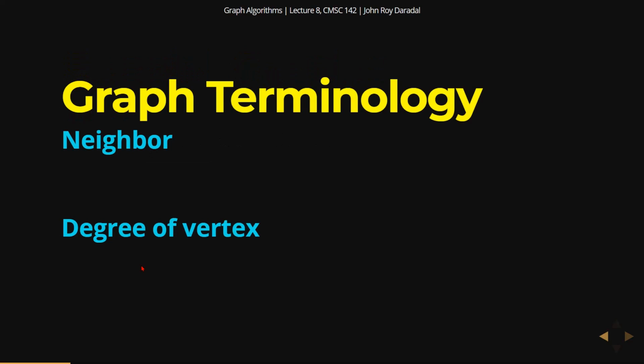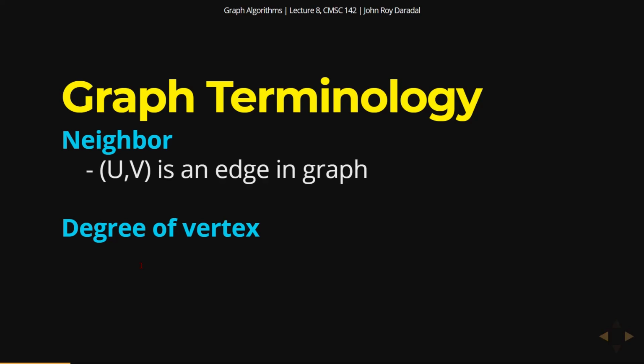Now, let's go through some graph terminologies, some words that we need to know in order for us to talk about graphs better, and so we're on the same page with what they mean. First is neighbor. When we say that two vertices are neighbors, that just means that there is an edge between them. So if UV is an edge in the graph, then U is a neighbor of V and vice versa. They are neighbors if they have an edge between them.